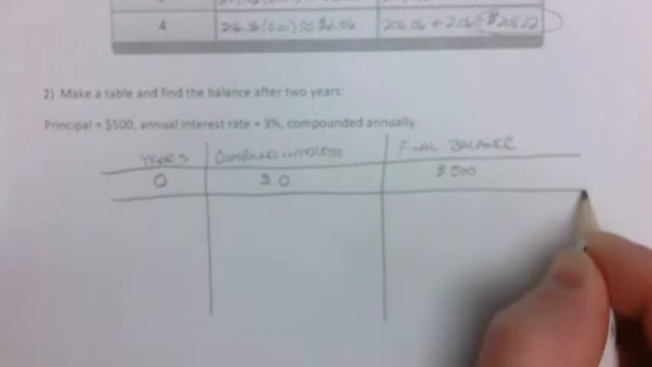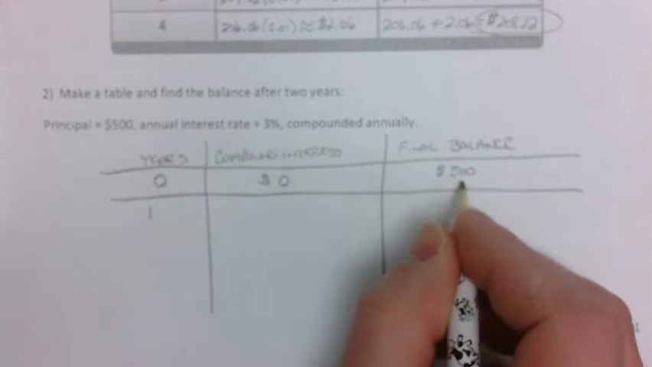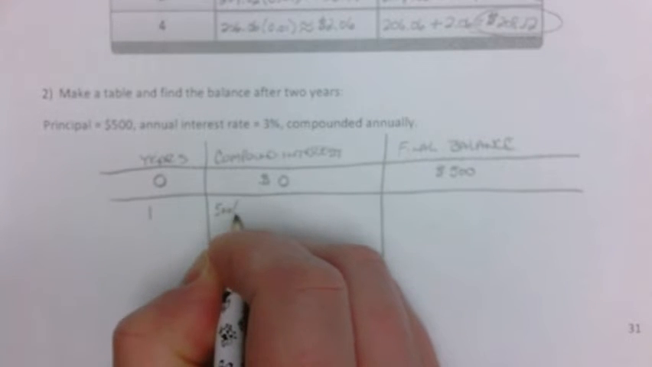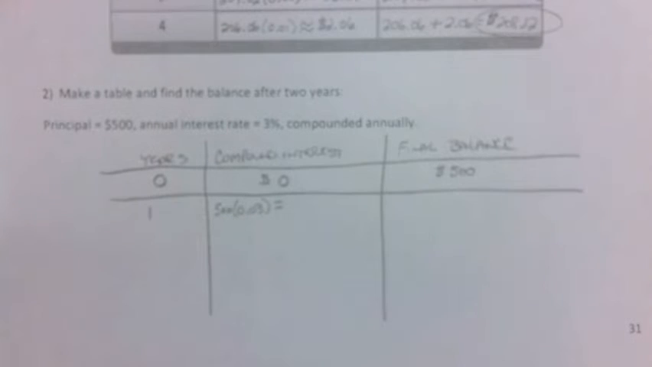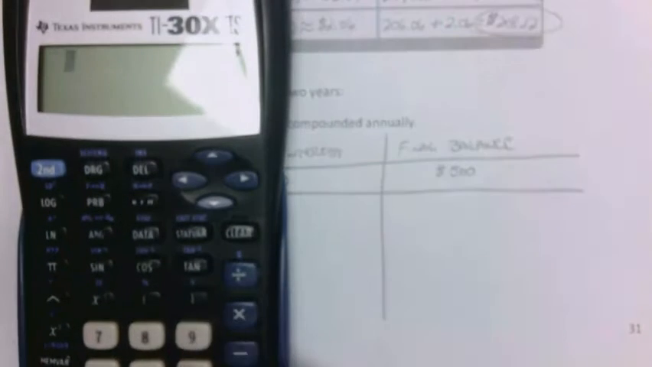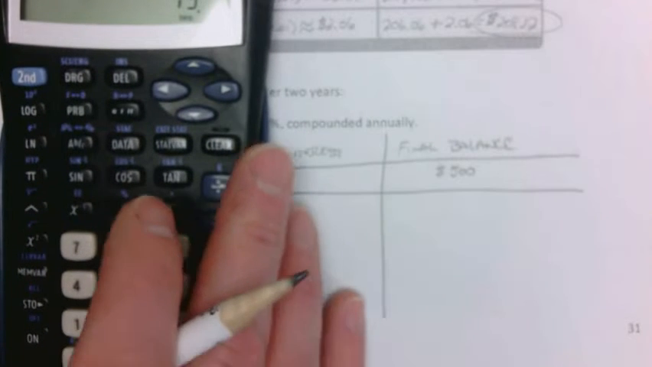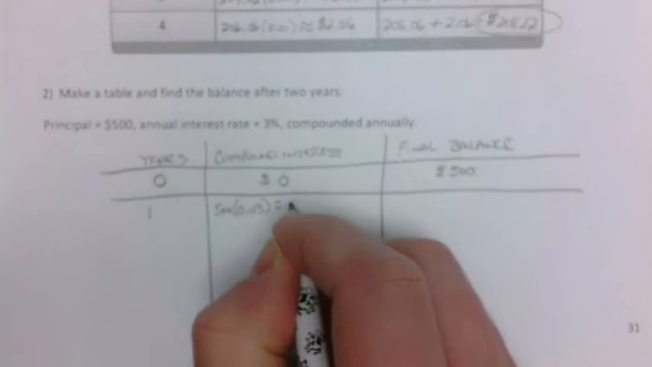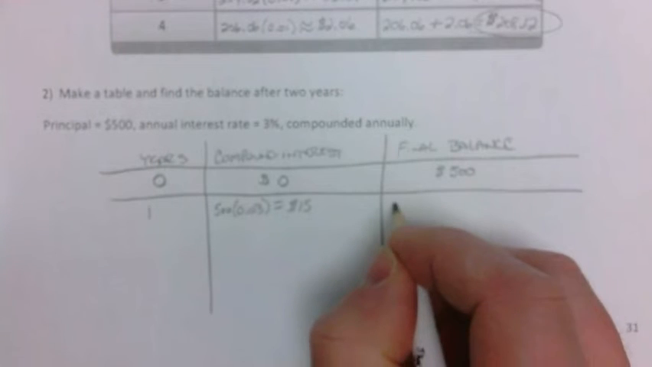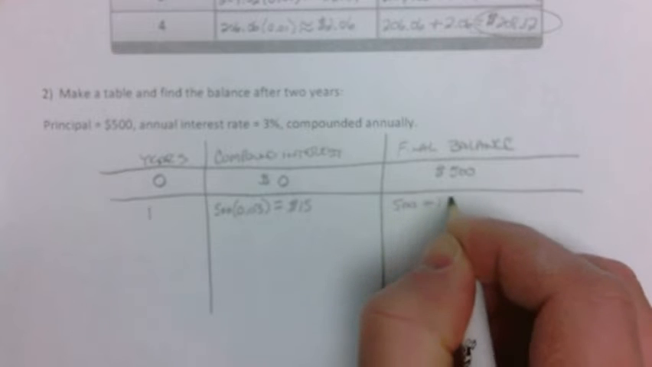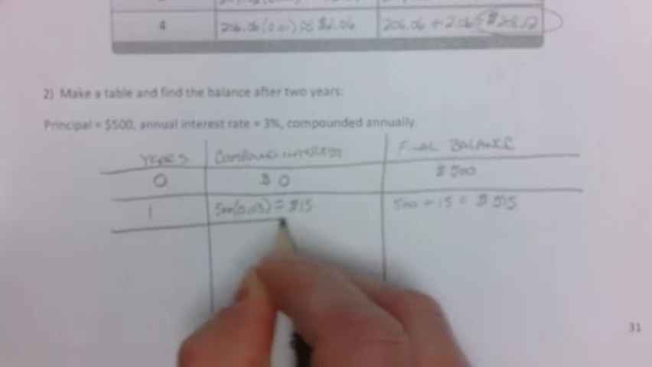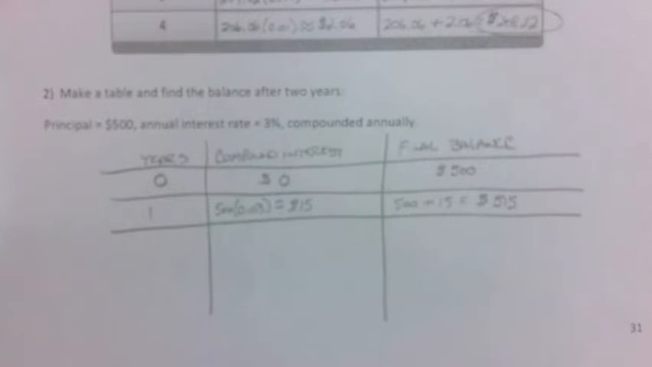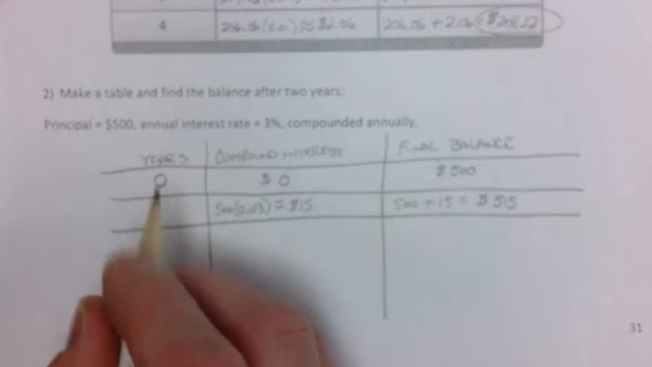Okay, after 1 year, to calculate the compound interest, we're going to take our balance of $500 and multiply by our rate. 3% is the same as 3/100ths. And if we multiply 500 by 3/100ths, we get an answer of 15. So we will have earned $15 in interest during the first year. And now to get the balance, we'll take the old balance, $500, and add in the interest of $15, making our final balance for year 1 $515.